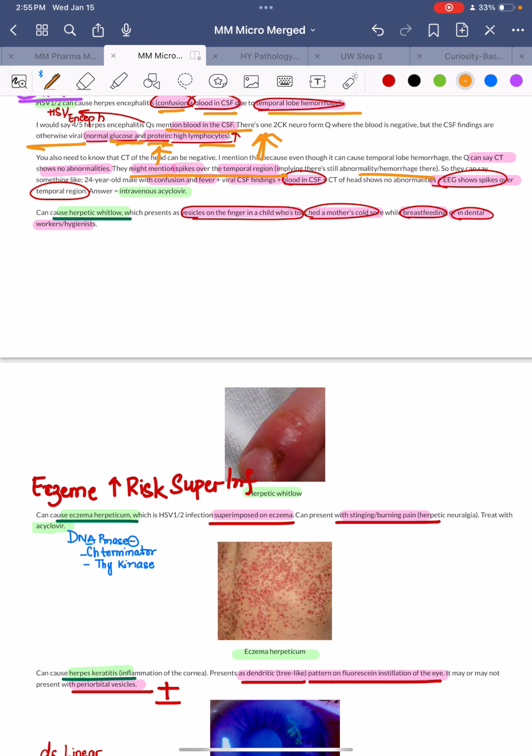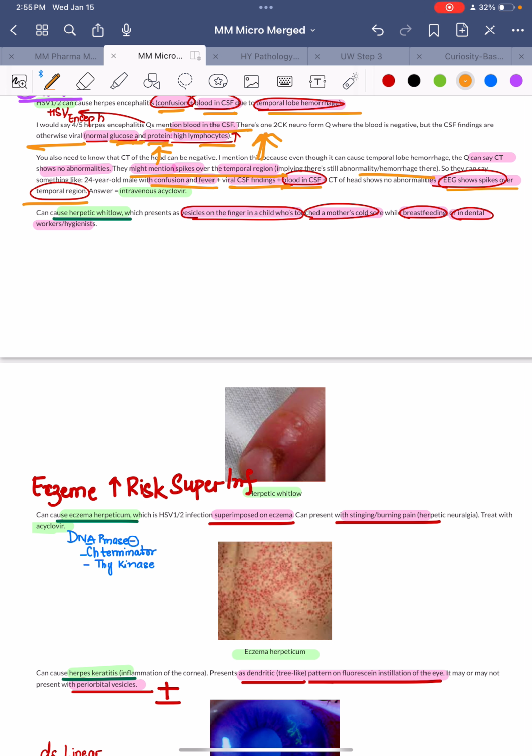So if a patient has confusion, fever with viral CSF findings, which we just saw, lymphocytosis along with normal protein and glucose, and blood in the CSF, and the EEG shows spikes over the temporal region, and they ask you for the treatment, that would be intravenous acyclovir.